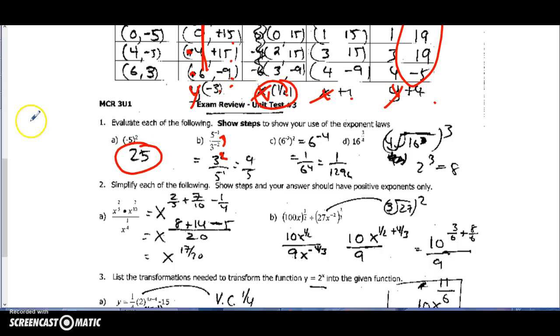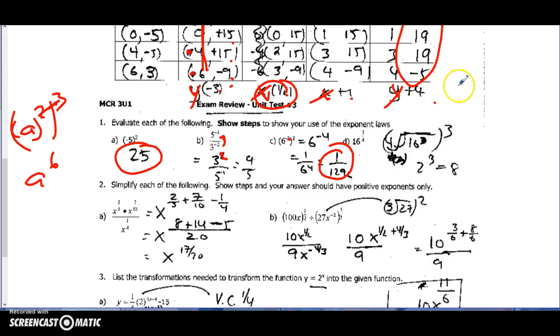Here I have the power of a power law. Remember this? If I had this, like this, a squared cubed, it's a to the 6. Same if it's a number. 6 to the -2, 2. You multiply. Okay, multiply here. 2 times -2 is -4. 6 to the -4. A negative exponent means flip it. So it's 1 over 6 to the 4, which is 1 over 1296.